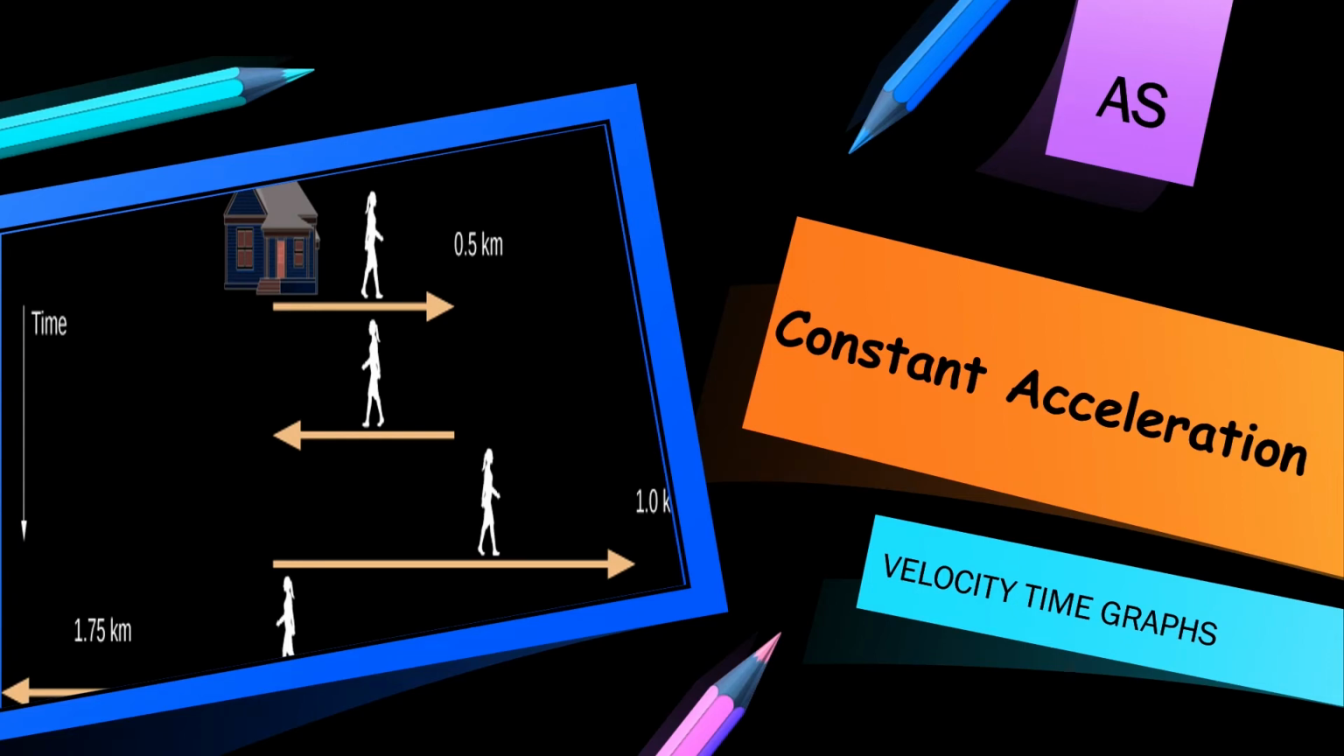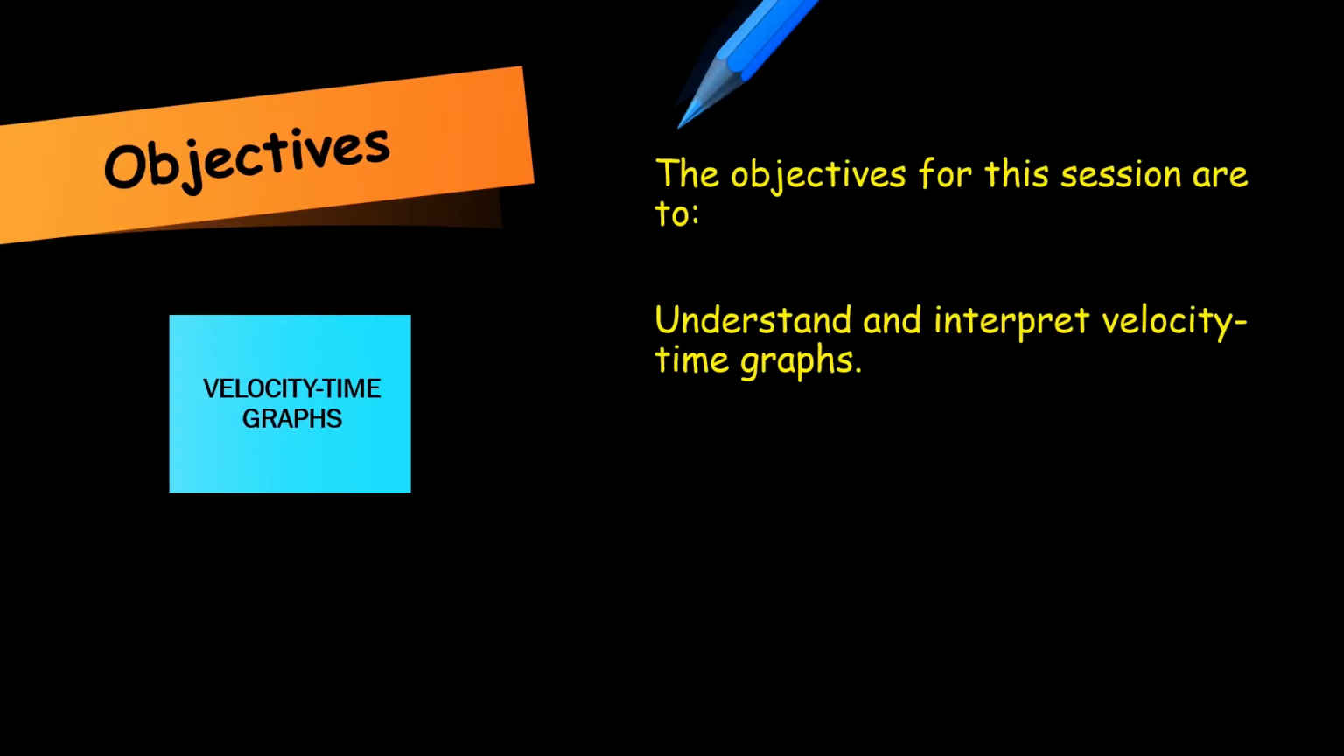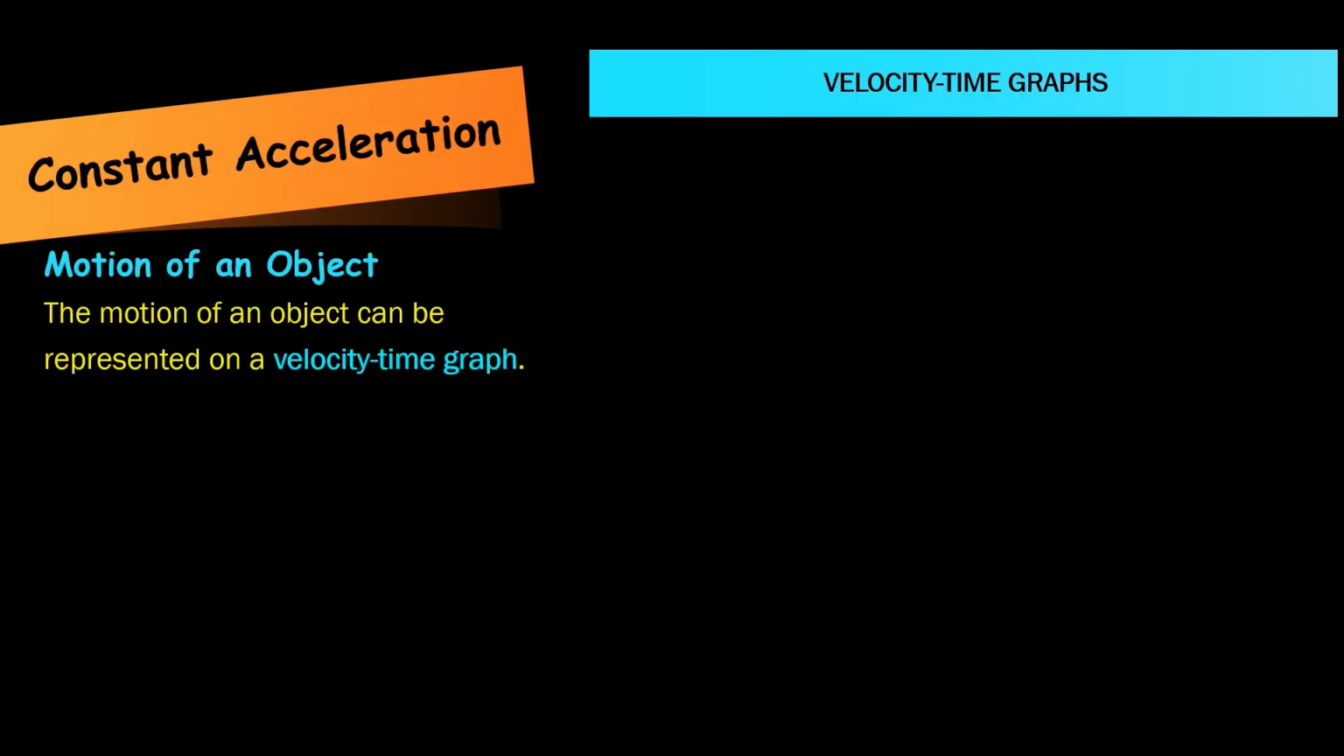Welcome to the session on constant acceleration, velocity time graphs. The objectives for this session are to understand and interpret velocity time graphs. The motion of an object can be represented on a velocity time graph.